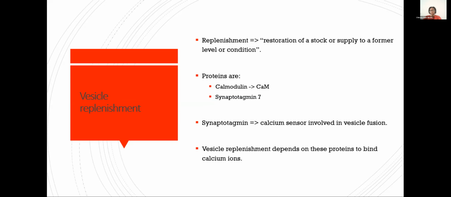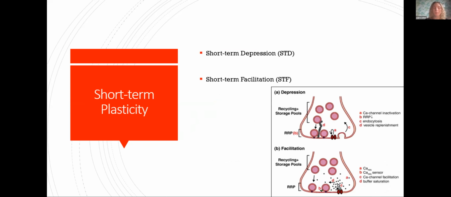Now Laura's going to continue on with the short-term plasticity. Yeah, so for plasticity, we have short-term and long-term plasticity, and we're covering the short-term plasticity that can be further divided into short-term depression and short-term facilitation. And the depression means that there's a decrease in response from the postsynaptic cell, and the facilitation means that there's a rapid activity-dependent change in efficacy.